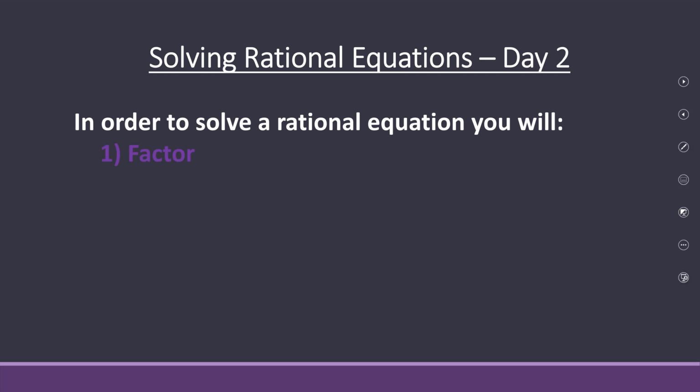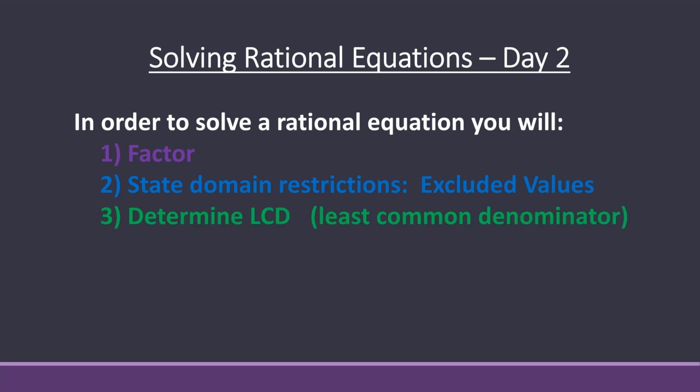And then we're going to take the step of setting those denominators equal to 0 so that we can determine the domain restrictions, those excluded values. We will then get a common denominator so that we can add and subtract any fractions or any rational expressions on each side of the equation. We'll solve and then check our answers with those excluded values to see if everything we have works or if we have to eliminate an answer or two.